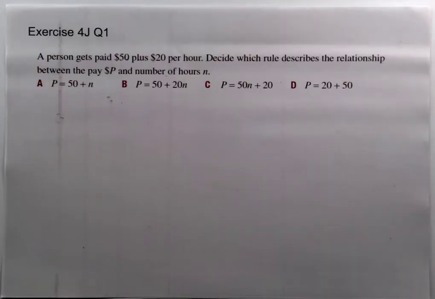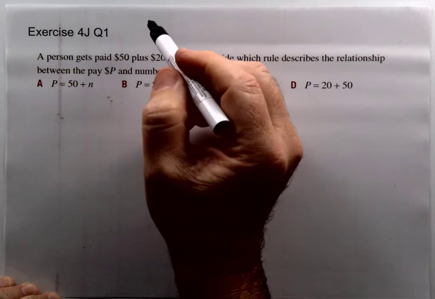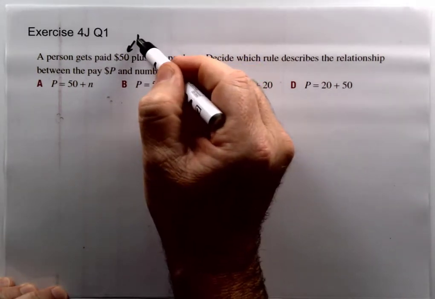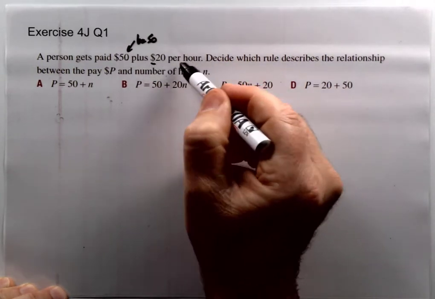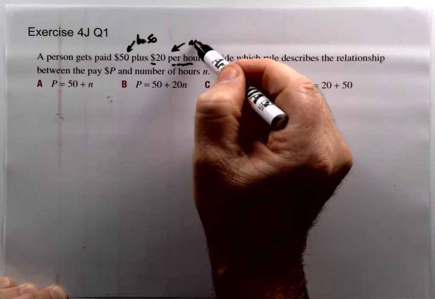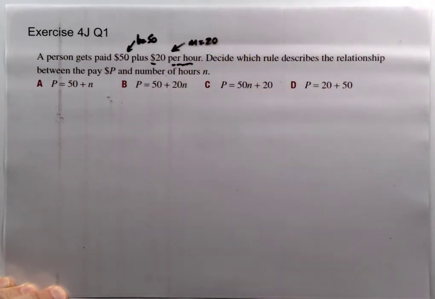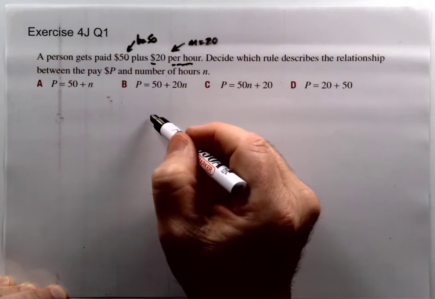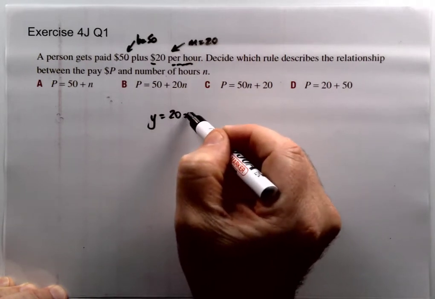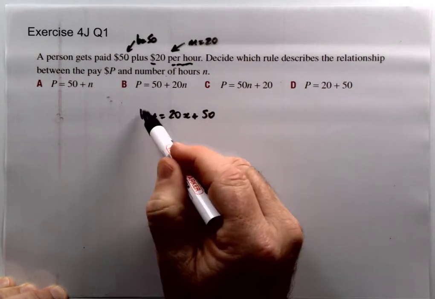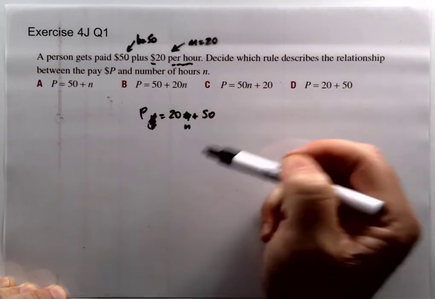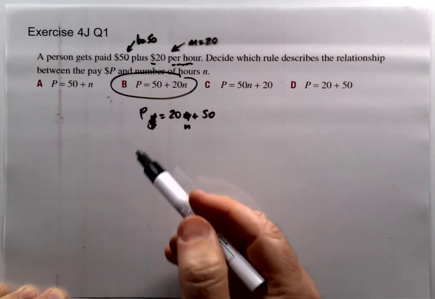Okay, a person gets paid $50 plus $20 per hour, so presumably this is like a plumber turning up or something like that. So you notice one is a fixed fee, it doesn't change, so that's going to give us a B is equal to 50. And the other thing is a rate, it's the number of dollars per hour, so the rate is going to give us the gradient. So M is 20, B is equal to 50. So basically we're looking at something of the form Y is equal to 20x plus 50. But in this case, P is going to be what we're trying to find. N is the number of hours. And if we take a careful look, it's B.